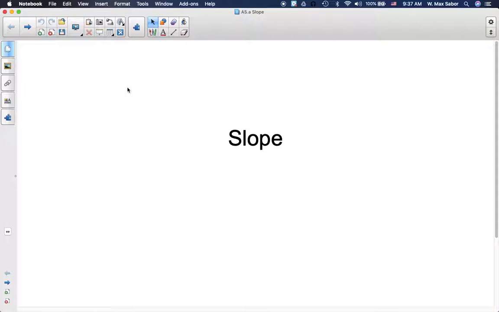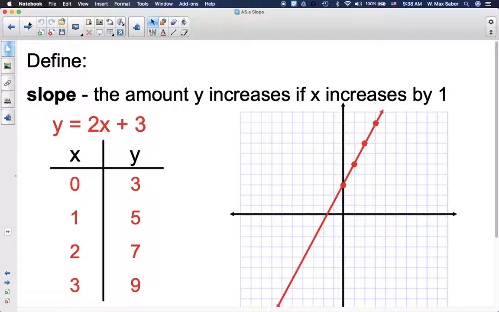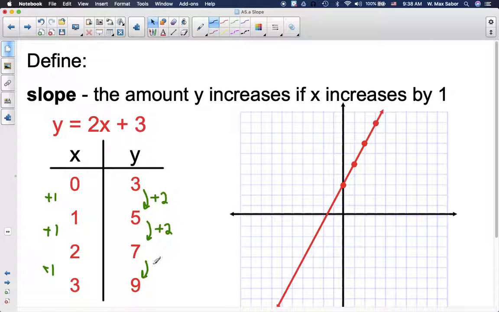Slope. Slope is one of the most fundamental ideas of algebra, and slope is the amount y increases if x increases by 1. So in this example, you see that we've created this table. Every time that x goes up by 1, so this is plus 1, plus 1, plus 1, then what's happening to y is we're adding 2. So the idea that we're adding 2 every time that x increases by 1 makes our slope 2.